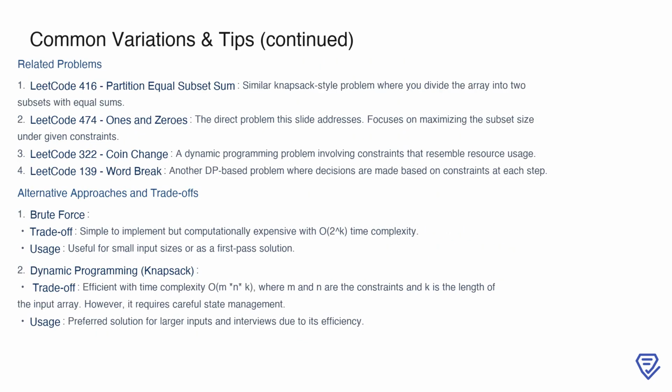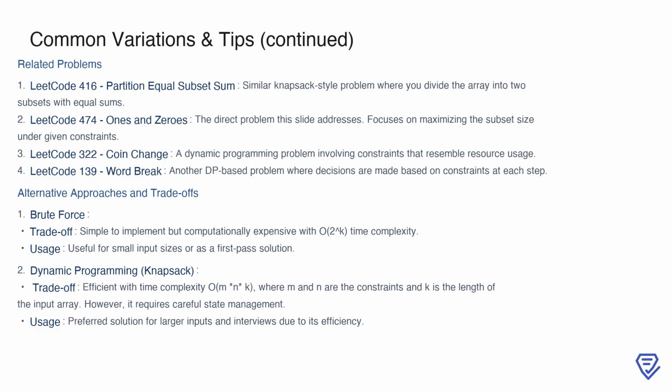This problem also shares similarities with several other dynamic programming problems, which can help you identify patterns and connections. For instance, LeetCode 416, Partition Equal Subset Sum, is a knapsack-style problem where the goal is to divide an array into two subsets with equal sums. The problem at hand, LeetCode 474, focuses on maximizing the subset size under specific constraints. LeetCode 322, Coin Change, involves resource allocation and has constraints similar to a knapsack problem. Finally, LeetCode 139, Word Break, is another DP-based problem where decisions are made step by step based on constraints. Each of these problems reinforces techniques like state management and constraint handling.